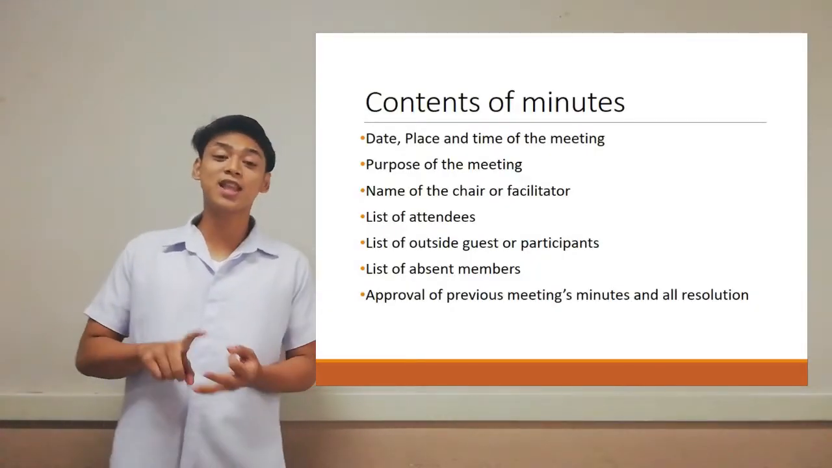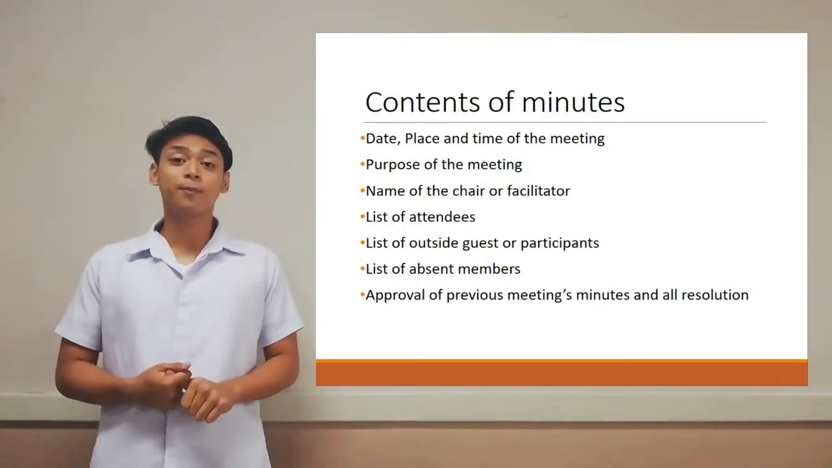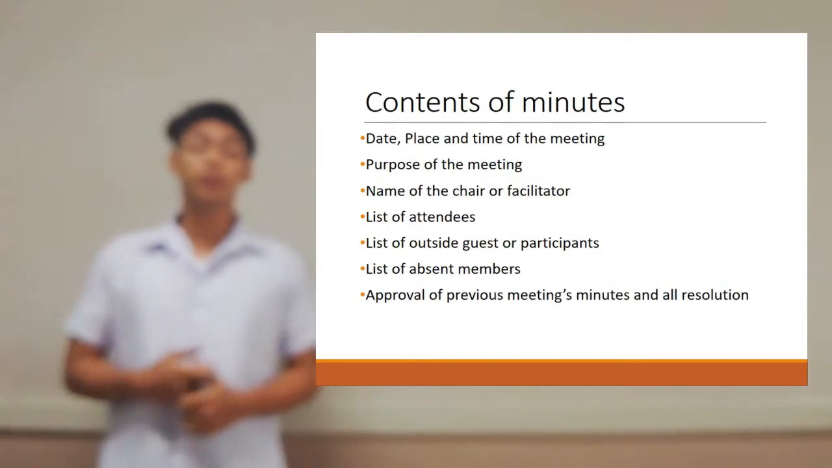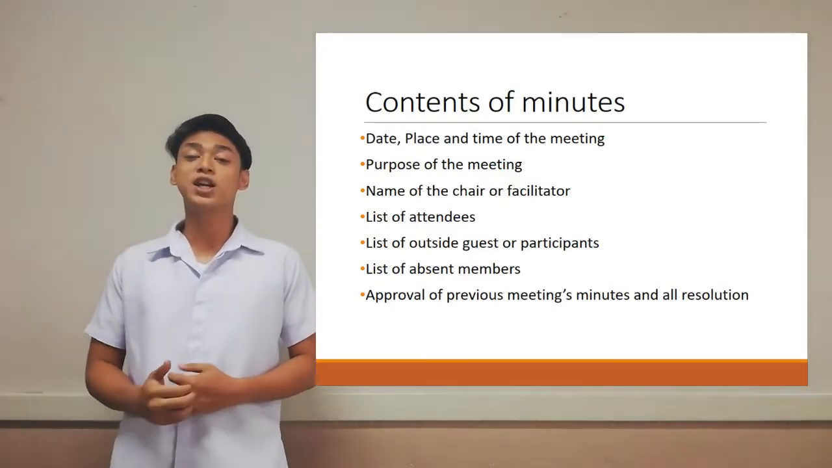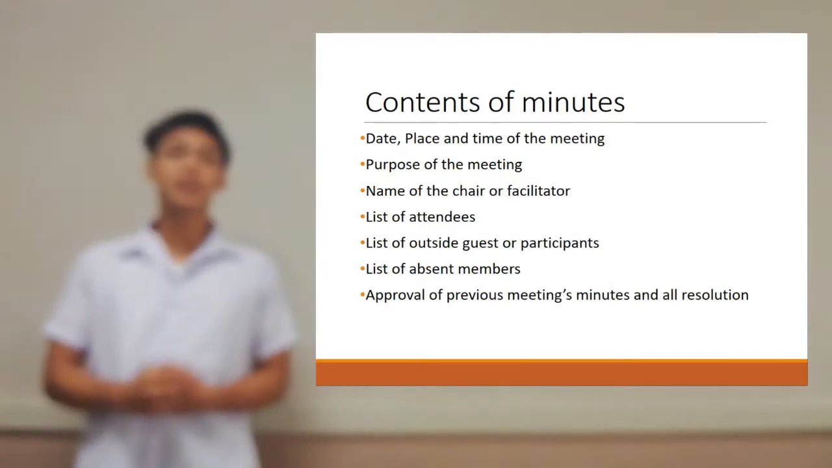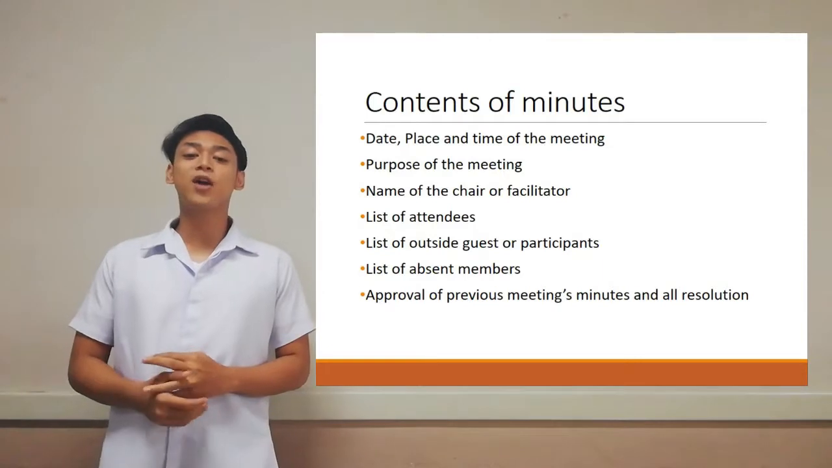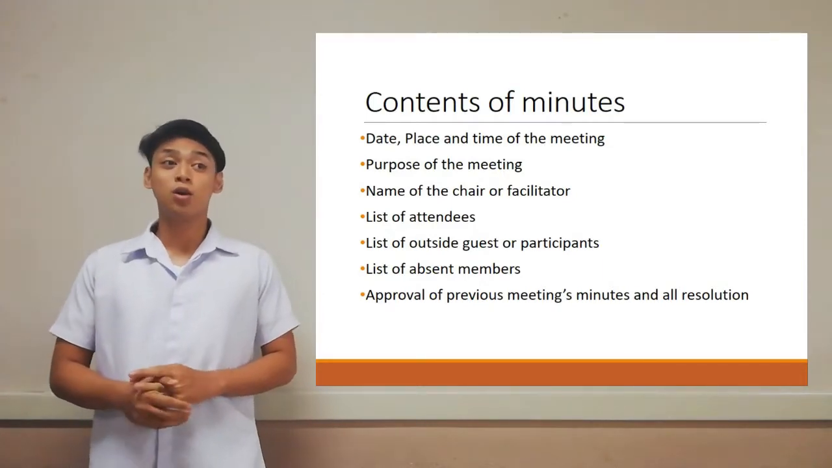The first content of the meeting minutes is the date, place and time of the meeting. Next, the purpose of the meeting. What's the meeting all about? Third one is the name of the chair or facilitator who's going to handle the minutes. Next is the list of attendees. Next, list of outside guests or participants who will join the meeting.